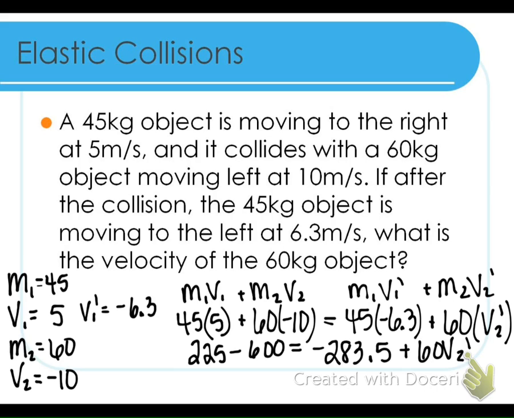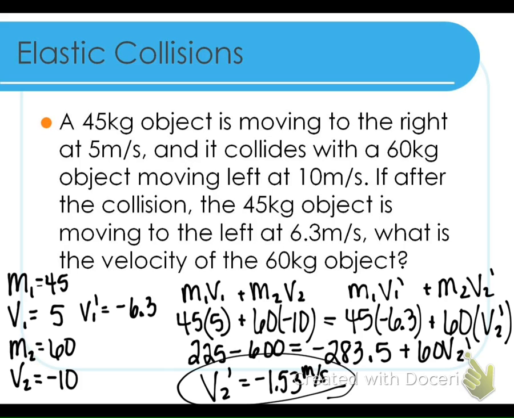All right, so what did we get for our V2 prime? Negative 1.525, so 1.53 meters per second. And what's the negative tell us here? Yeah, it's going left. It tells us it's going left. Very good.